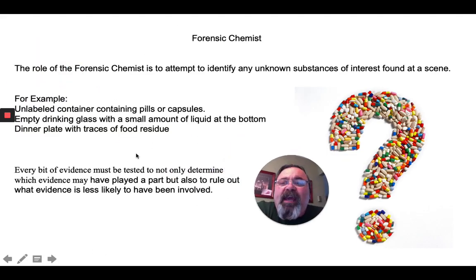A forensic chemist is attempting to identify an unknown substance of interest found at a scene. Here's an example: an unlabeled container containing pills or capsules. Every bit of evidence must be tested to not only determine which evidence may have played a part, but also to rule out what evidence is less likely to be involved.